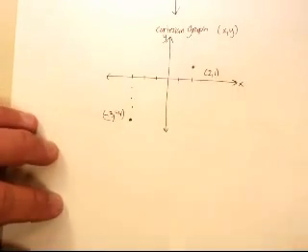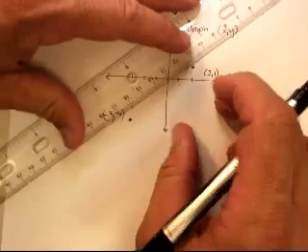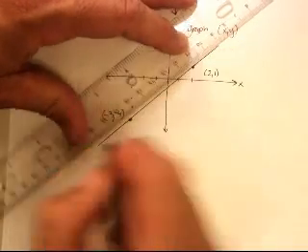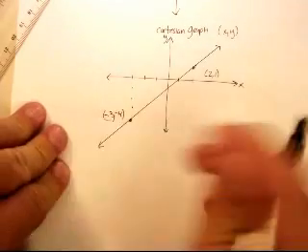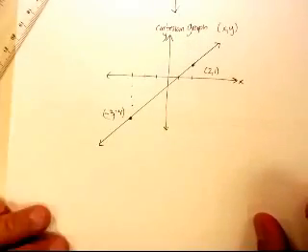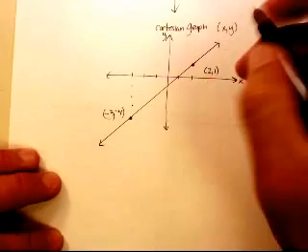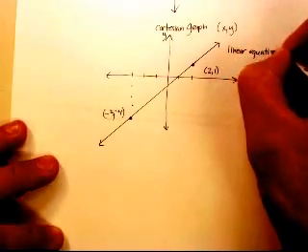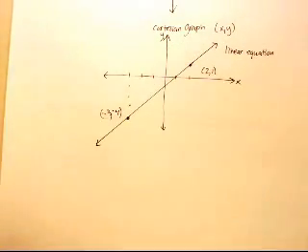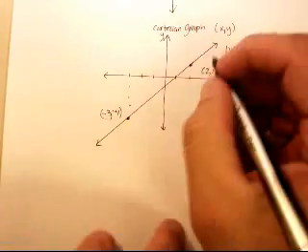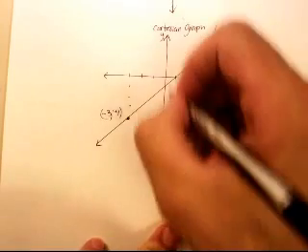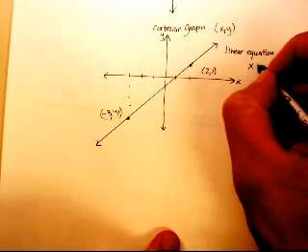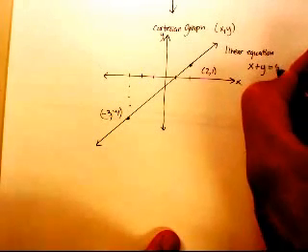And if I connected those 2 points and extended the line, and I'll just put arrows there to indicate that it's going on forever, I now have created what's called a linear equation. What's so important about a linear equation? Well, in a linear equation, you've got an x value and you've got a y value. So in linear equations, you now have 2 variables that you can use to solve for an answer.